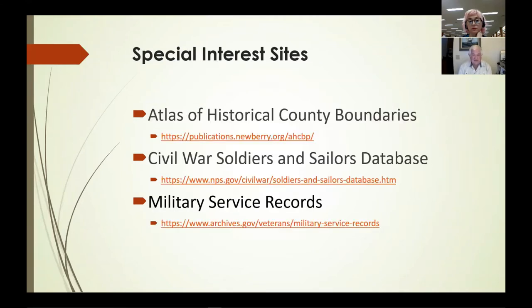There are some special interest sites that I've found in my wanderings through family history research. There's an atlas of historical county borders that you can go out and find, because county borders in the development of the United States did change. Back in 1849, Minnesota Territory was created, and it included all of North Dakota to the Missouri River. When in 1858 Minnesota was admitted to the Union, the boundary changed from the Missouri River to the Red River of the North. And you can find out this information at the Atlas of Historical County Borders.